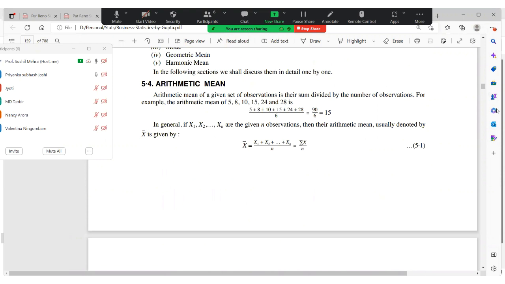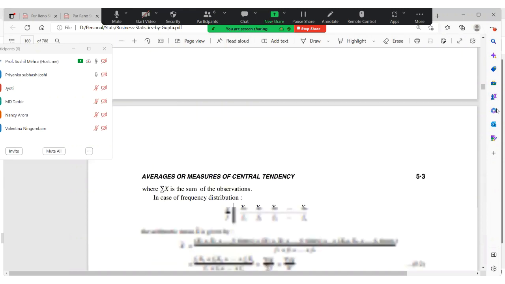Mean we denote by x bar, right? This is the sum of all variables divided by the number of observations. So how many numbers we have? We add all these numbers and divide by the number of observations, that is summation of x by n. This sign is called sigma. It denotes the summation. Summation means sum of all variables divided by n, right?